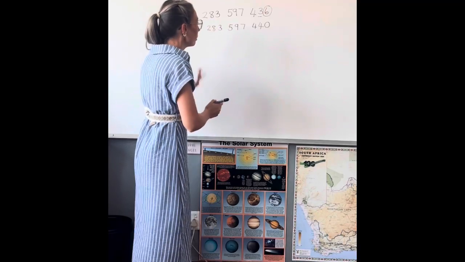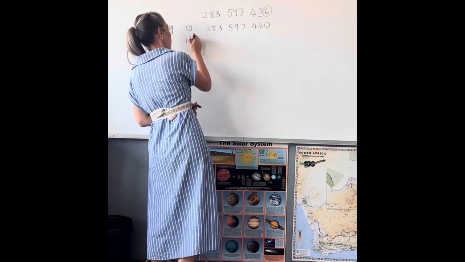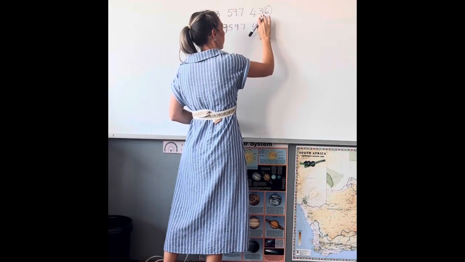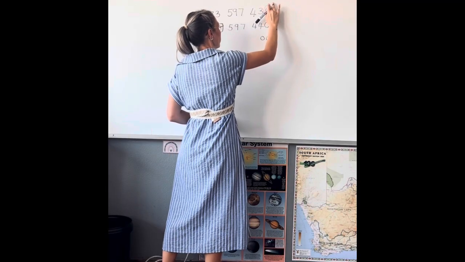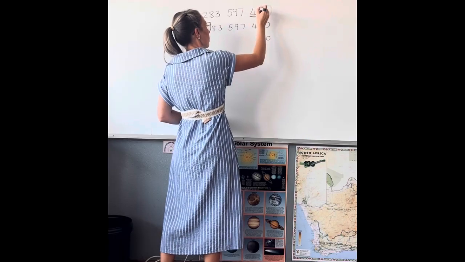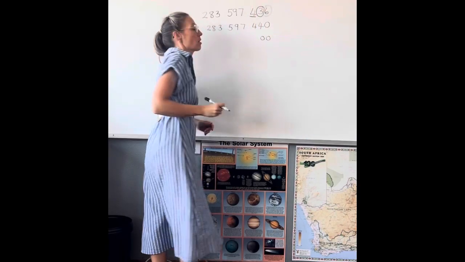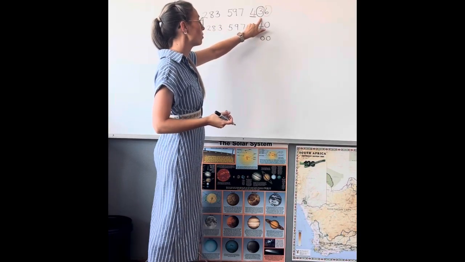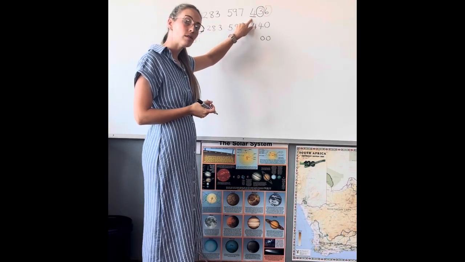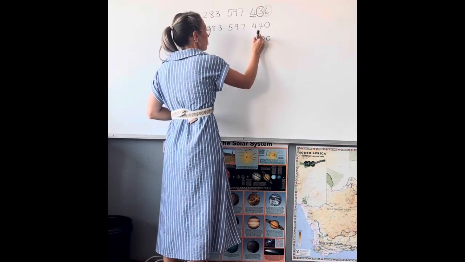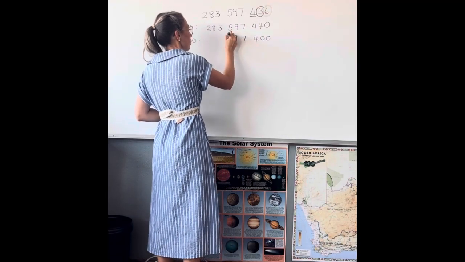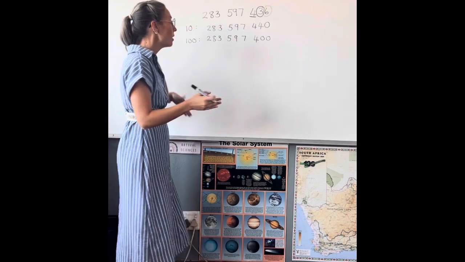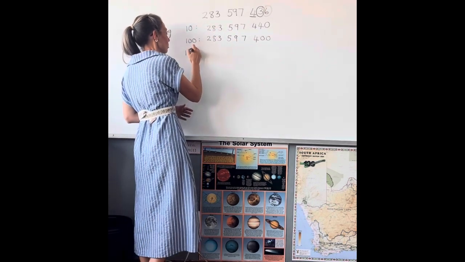283,597,440. If I'm rounding to the nearest 100, my answer will end on 2 zeros. If I'm rounding to the nearest 100, then I look at my tens. And what does my rhyme say? If that's 4 or less, then this will stay the same. So that stays a 4. And of course, as I said, the rest of the number does not change. It's unaffected.